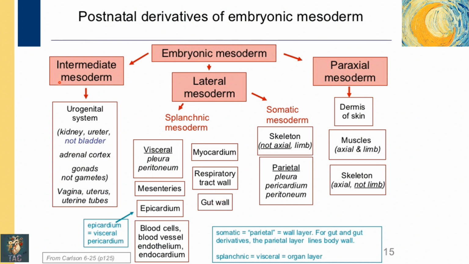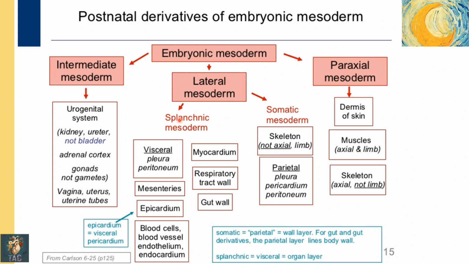Similarly, intermediate mesoderm will form the urogenital system, in which the kidney and ureter are formed, but remember the urinary bladder is not formed from the intermediate mesoderm. See, this is again another MCQ. The adrenal cortex and the gonads are formed by intermediate mesoderm, but not the gametes, because gametes are formed by the primordial germ cells which migrate from the area of the yolk sac. Then the vagina, the uterus and the uterine tube are all formed from the intermediate mesoderm.